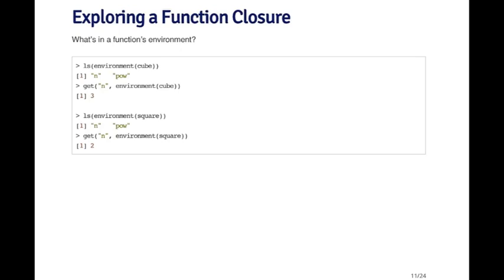That's how the cube function knows to raise the argument to the third power, because n is already defined in its closure environment. Similarly, the environment for square has the exact same objects in it, but now the value of n is equal to 2 in the square function.